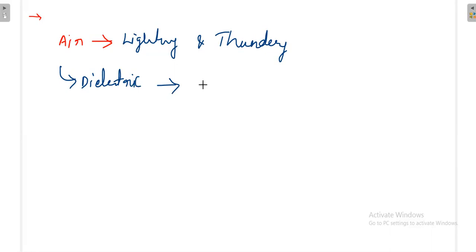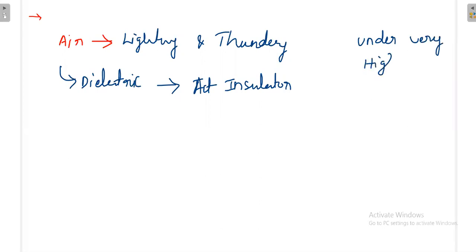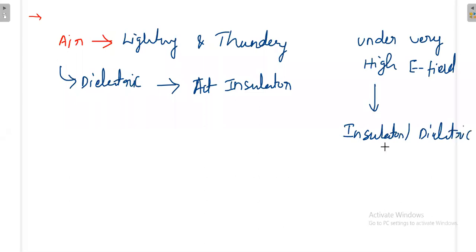Because a dielectric acts as an insulator, whenever the electric field is very, very high, under very high electric field, the insulator breaks down. Under very high electric field, the insulator or dielectric breaks down.